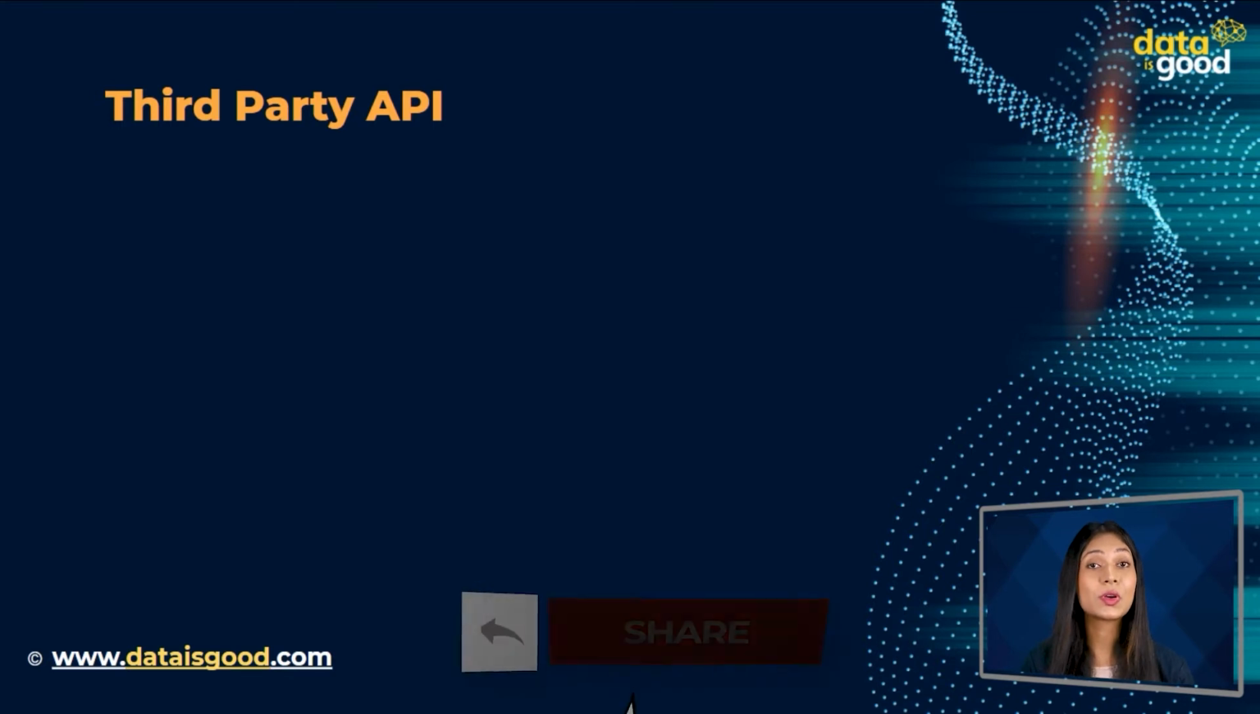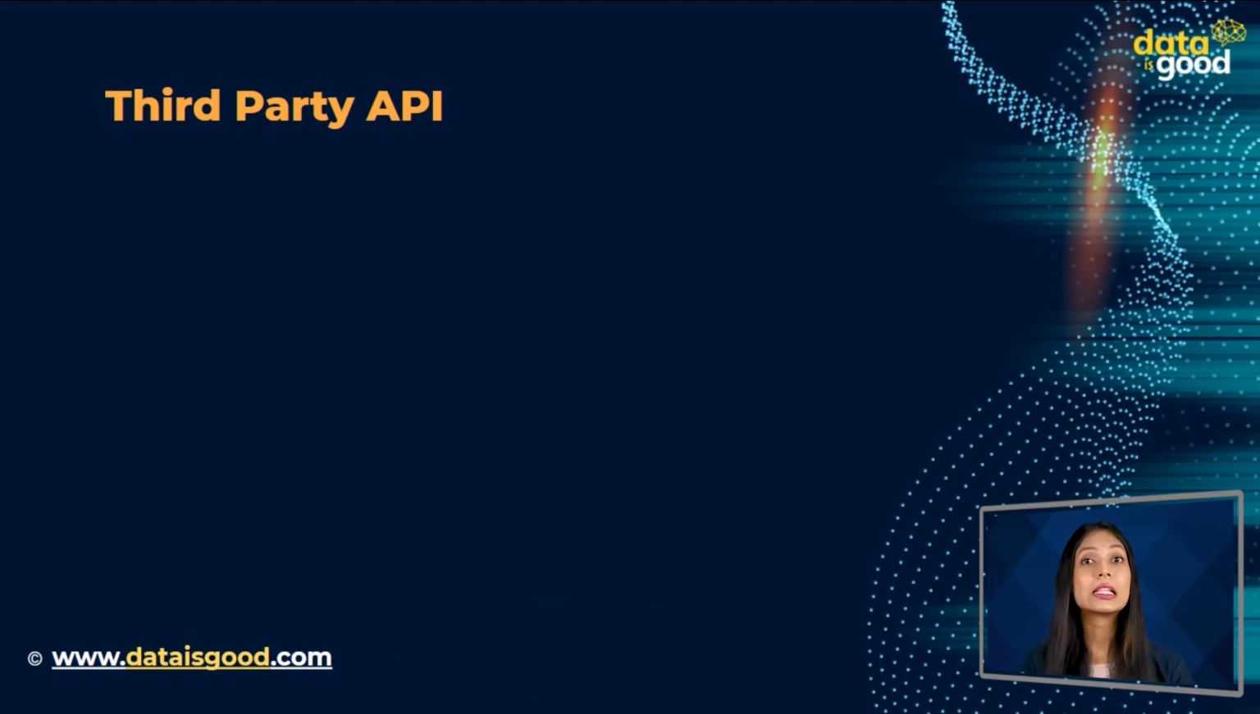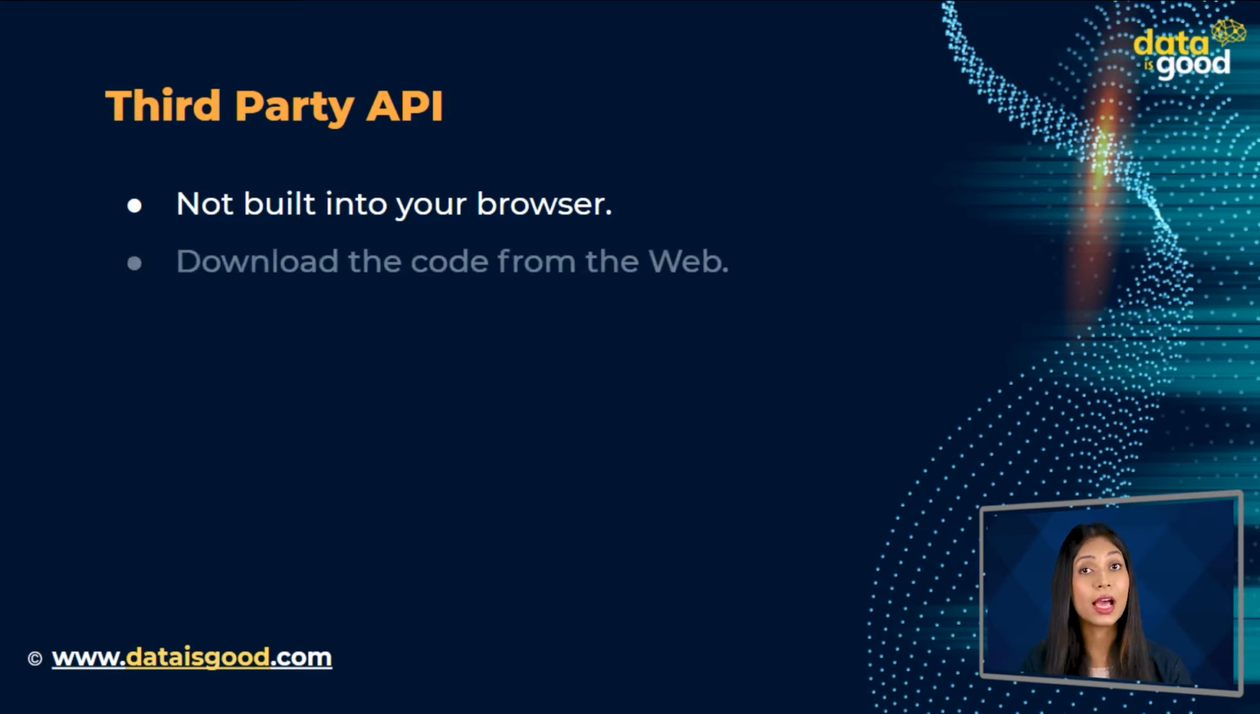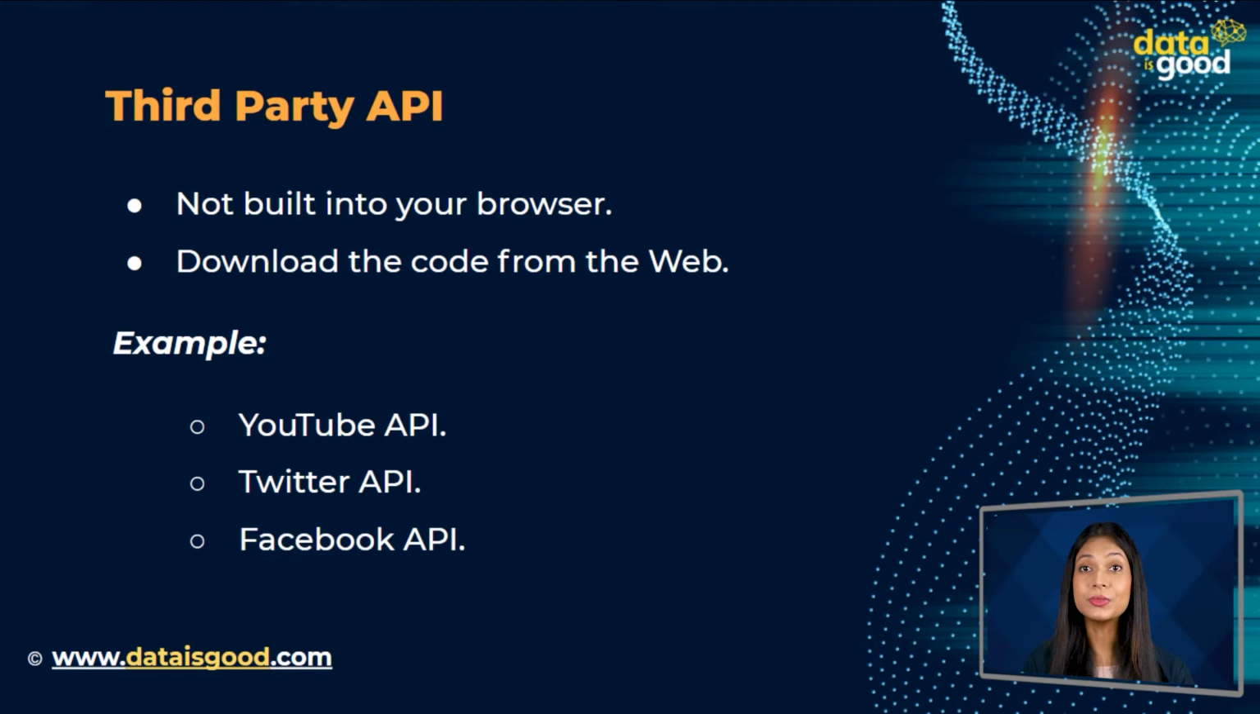Well, there is a concept called third-party APIs. Let us see how they work. Third-party APIs are not built into your browser. To use these APIs, you will have to download the code from the web. Here are the examples. YouTube API. This allows you to display videos on a website. Twitter API. It allows you to display tweets on a website. Facebook API. This allows you to display Facebook info on a website.